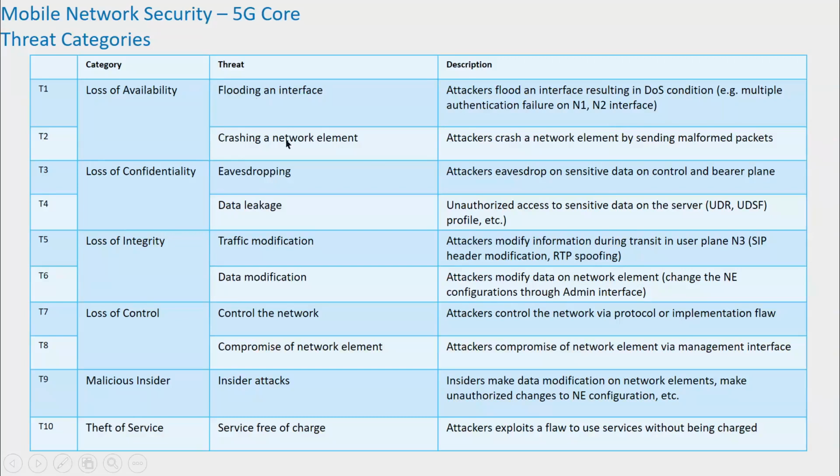I can crash a network element. I can change the traffic in between, the man in the middle attack. I can control a specific part of the network by exploiting a protocol flaw or a fuzzing attack, things like that. What I am showing in the description here is how a person can do that, right? A different way to pose that threat.